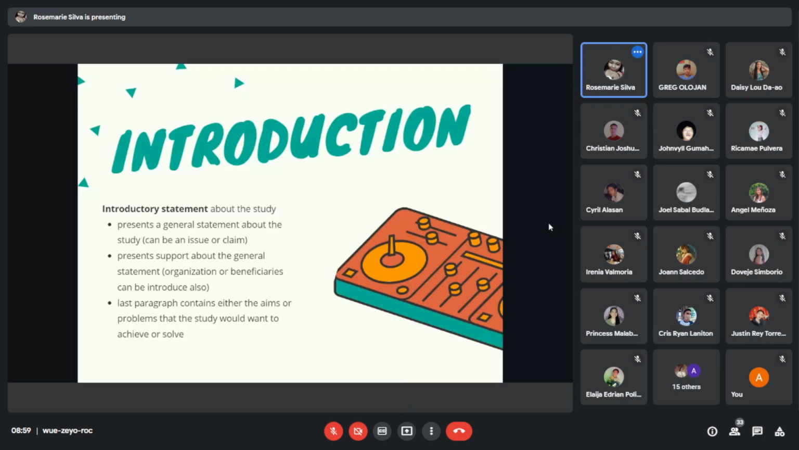Under introduction, the first one is the introductory statement or the background of the study. It is all about the study. It presents a general statement about the study. It can be an issue or a claim.